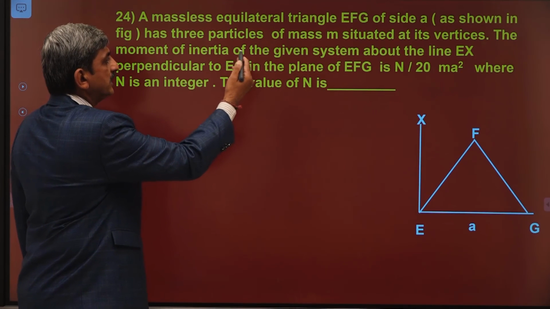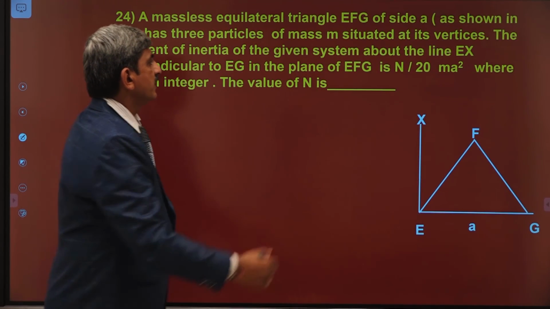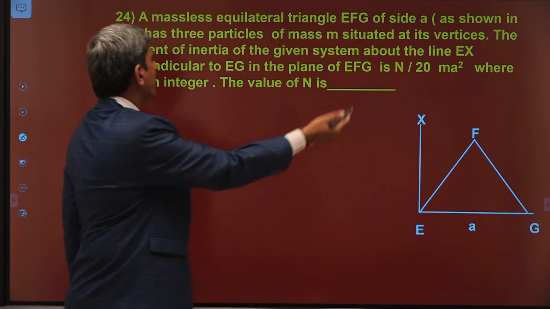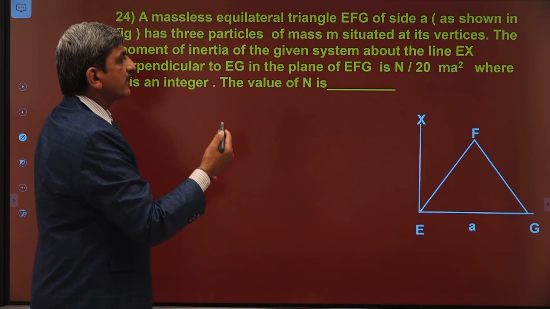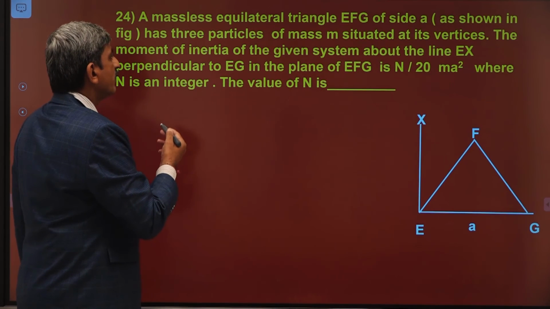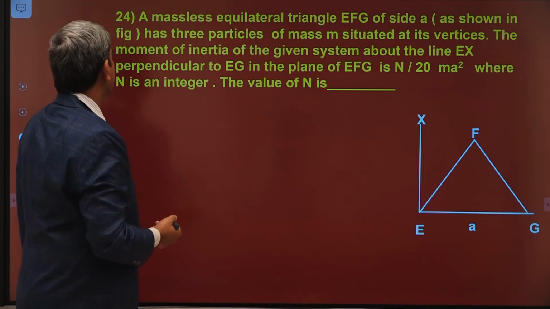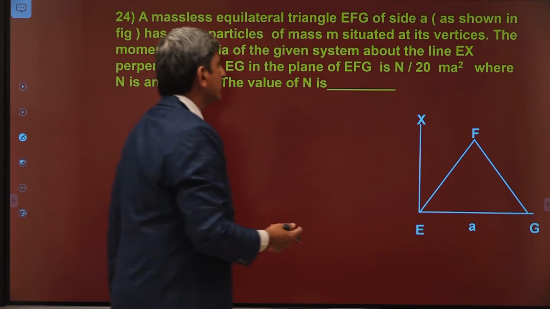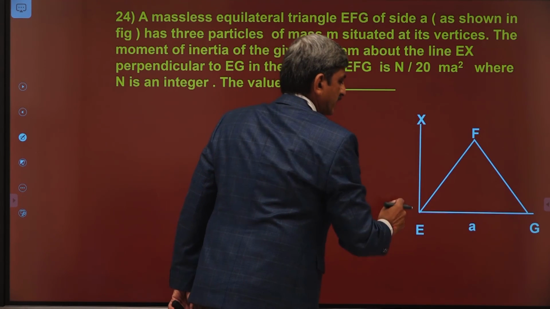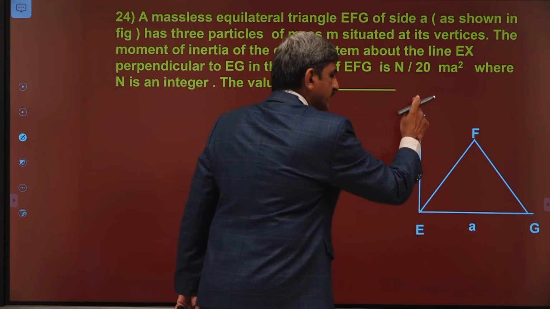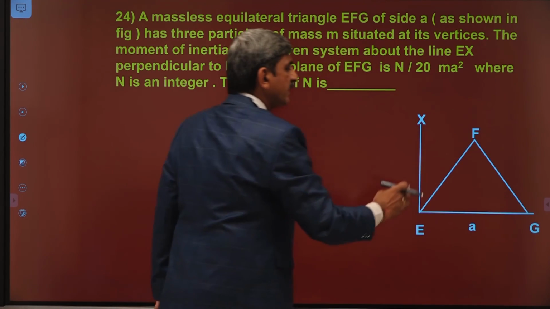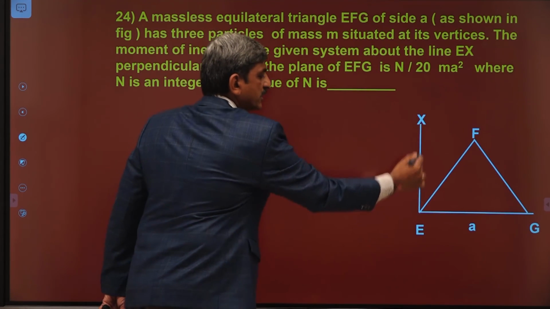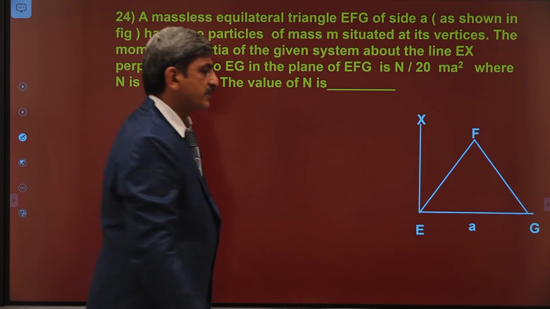A massless equilateral triangle EFG of side a, as shown in the figure, has 3 particles of masses m situated at its vertices. The moment of inertia of the given system about the line EX perpendicular to the EZ in the plane of EFG. So this is the EZ line. This axis is perpendicular to this EZ line and lying in the plane of the EFG. About this axis, we want to determine the moment of inertia.